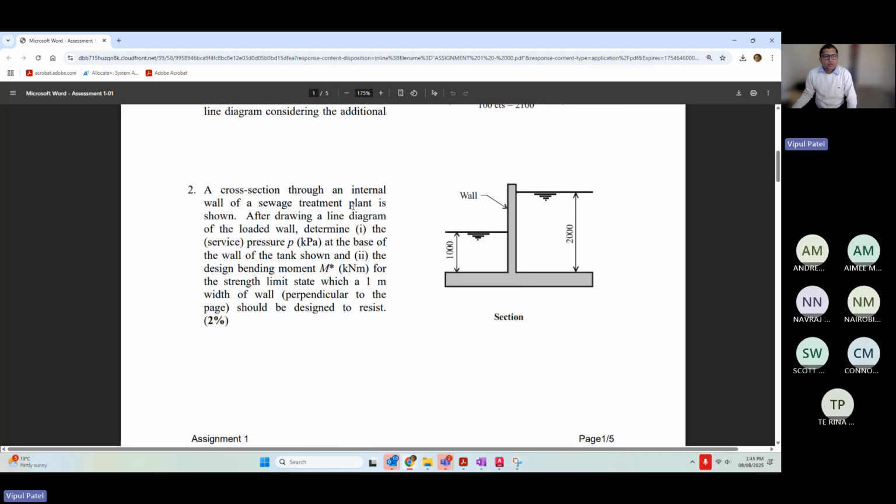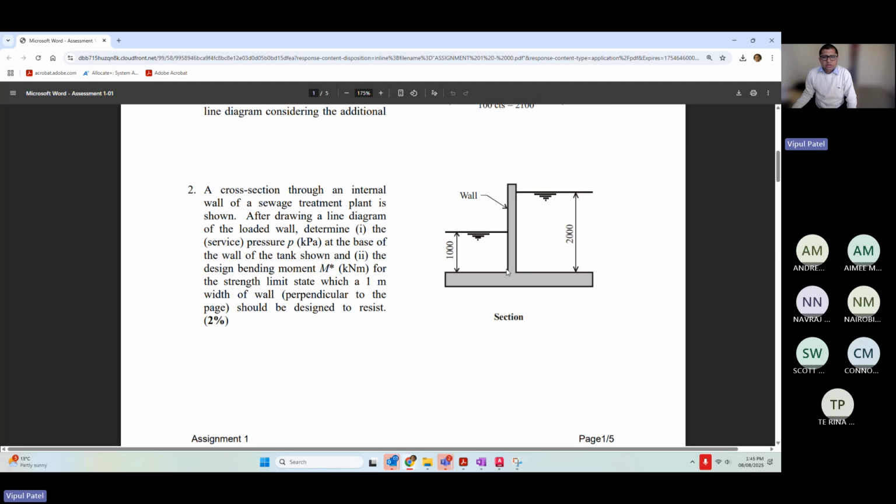This one here: a cross section through an internal wall of the sewage treatment plant is shown. So that is the sewage treatment plant. That is the wall here. That looks like water with 1 meter height and water with 2 meters height. After drawing a line diagram of the loaded wall, determine the service pressure P in kilopascal at the base of the wall of the tank, and so on.